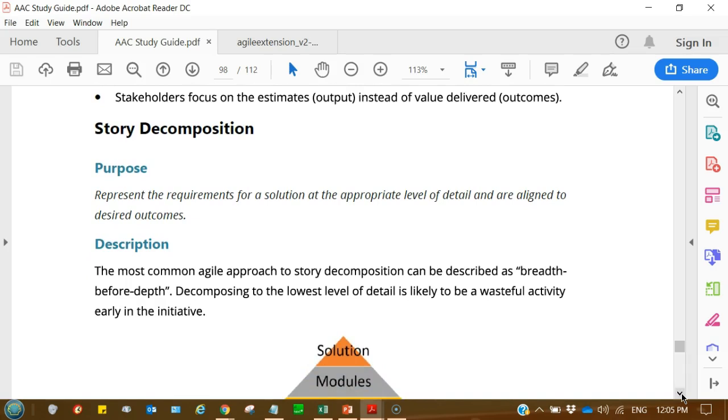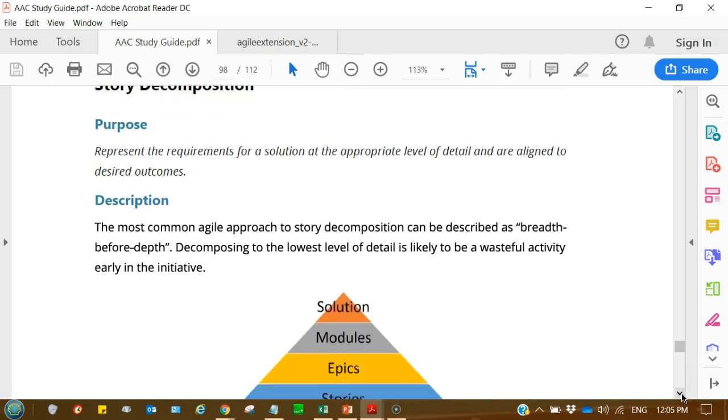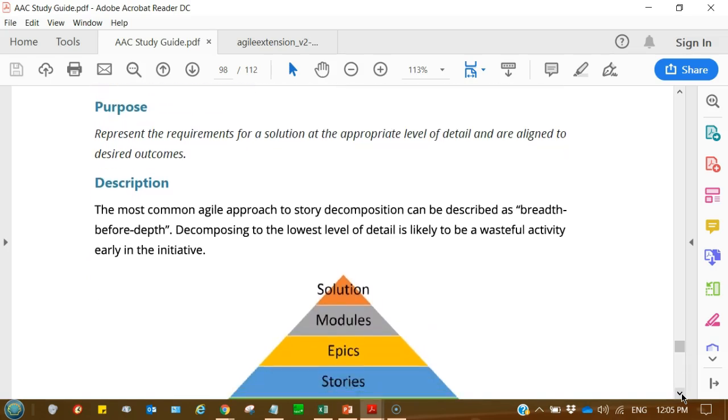Okay. Story decomp. Story decomposition is just making sure that we have the appropriate level of detail at the appropriate time, and as we're decomposing stories, that they continue to align to desired outcomes.